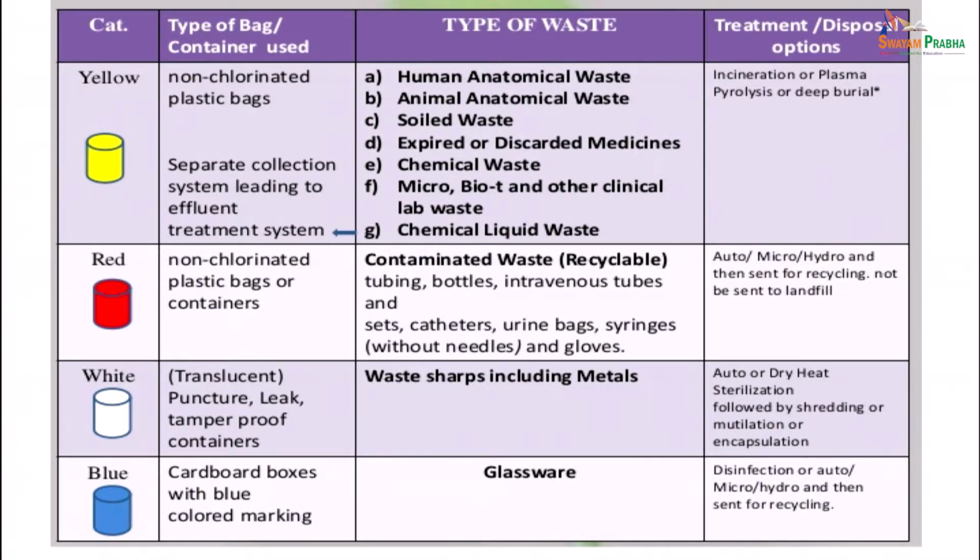White containers, usually they should be translucent, puncture proof, leak or tamper proof containers, and they are used to collect waste sharps including metals, and they need to be autoclaved or dry heat sterilization should be done, followed by shredding or mutilation or encapsulation so that they cannot be reused. Blue bag, usually they are cardboard boxes which can be used with blue colored markings. They are used to collect glassware. They are again disinfected finally or autoclaved or microwaved and then sent for recycling.